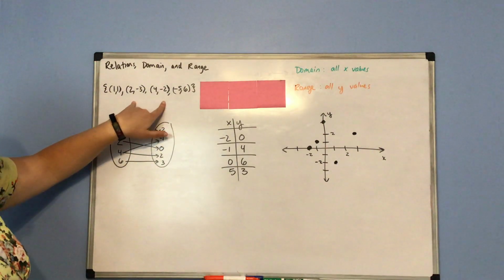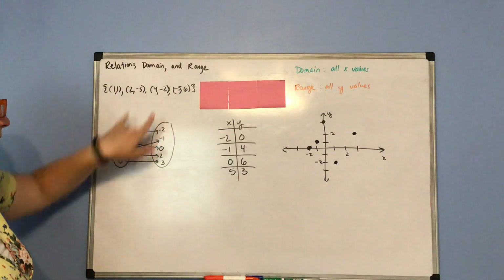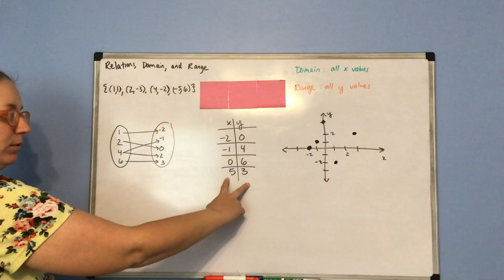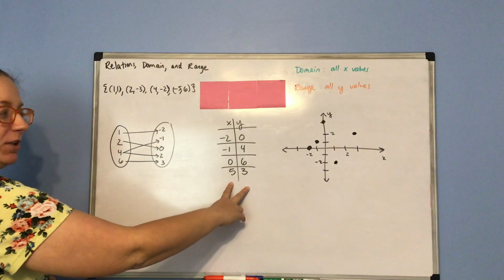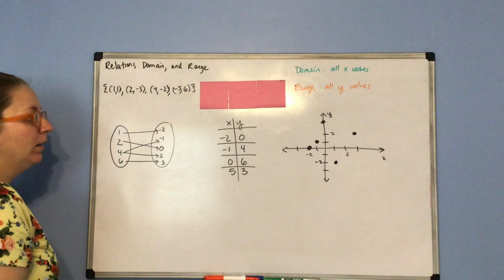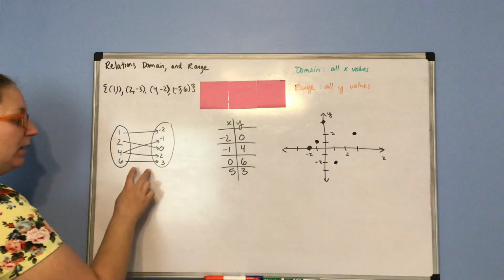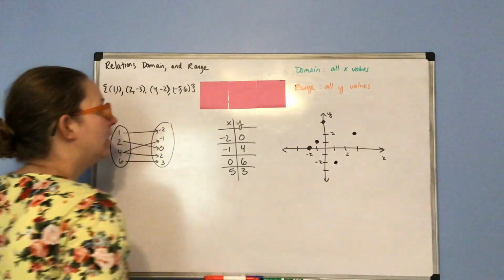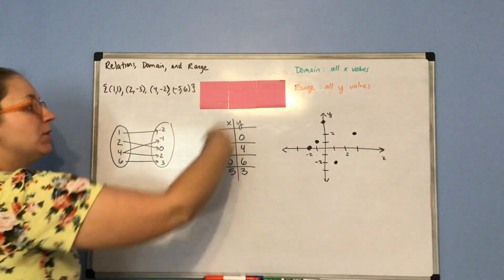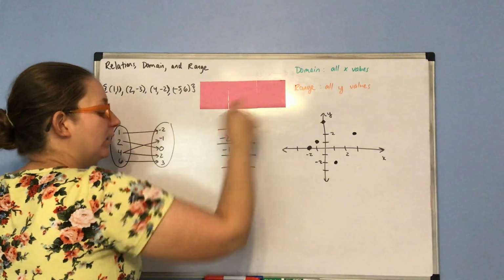They can be written as a list of ordered pairs like this. They can be written as a mapping diagram, as a table. You might remember this as an input-output table from the past, or as a graph on the coordinate plane. What we are going to do today is take these three relations, turn them into a list of ordered pairs that looks something like this, talk about their domain, and talk about their range.